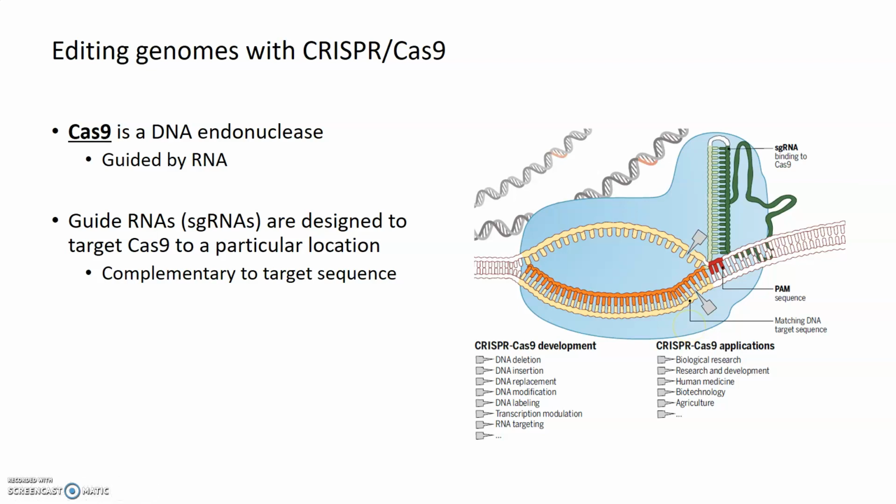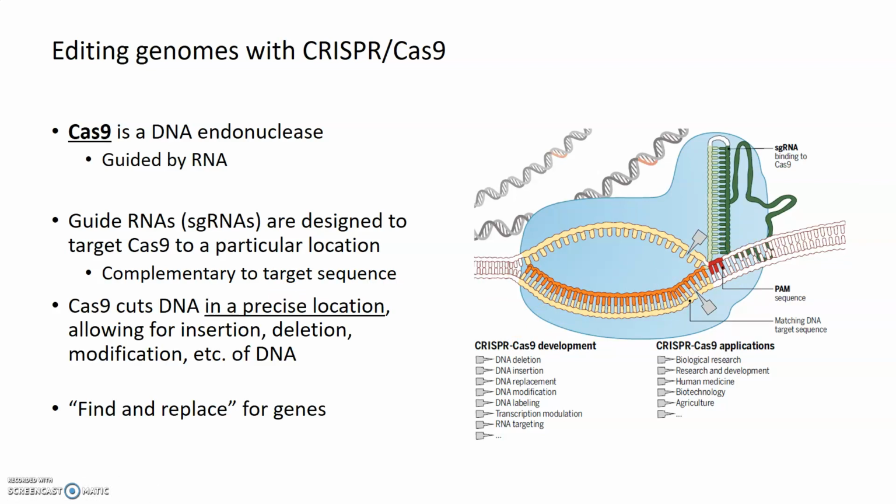Those guide RNAs are complementary to the sequence. They can bind to it, right? And they can direct Cas9 to wherever we're interested in editing. And then Cas9 as an endonuclease, or a chopper of nucleic acids, can cut the DNA precisely in the location that the guide RNA has taken it to. And then you can insert a gene, delete a gene, or just modify the DNA, maybe insert a mutation at a single base, anything you really want to do.